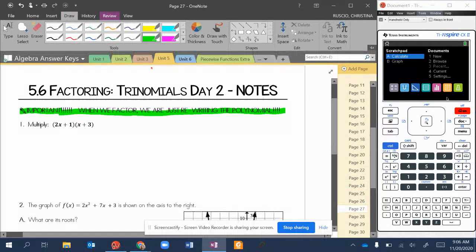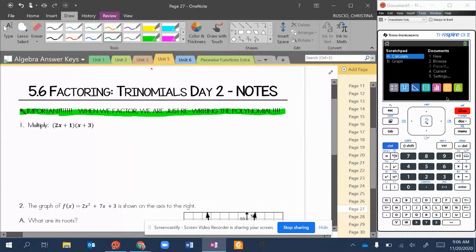Looks like example number 1 is telling us to multiply, so to double distribute. So it looks like today we're going to again make the connection that what we're doing when we factor is the opposite of double distributing. Okay, so we're going to multiply 2x plus 1 all times x plus 3.